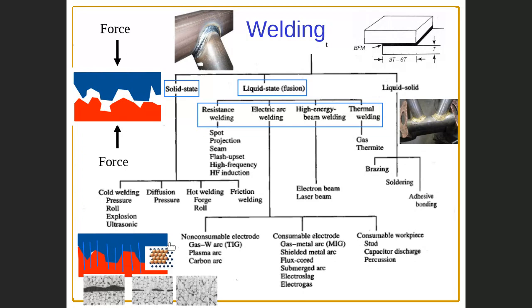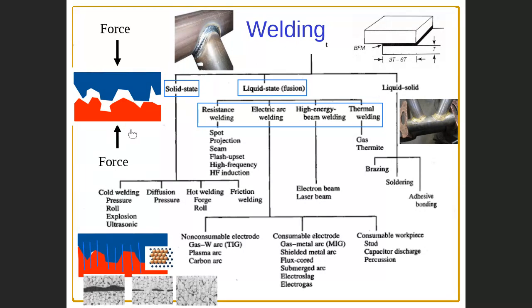Why do we call it solid state welding? Because there is no melting. We do not melt the two substrates; they stay solid. So please differentiate. In liquid state, we melt the two substrates, and you get a weld based on the liquid mix. In solid state welding, there is no melting at all.